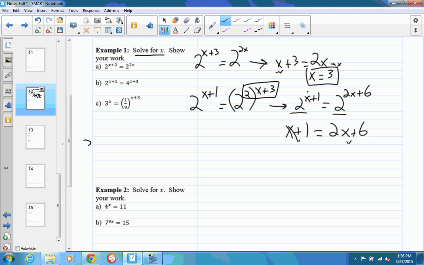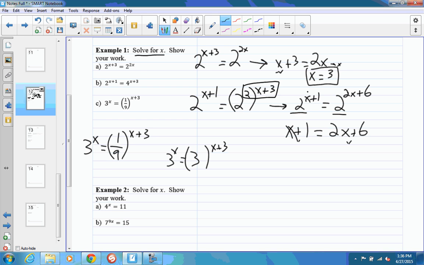Good. So this next one, 3 to the x equals 1/9 to x plus 3. So I can't just do things to both sides. I just want to pick one of these bases and make it look like the other. Let's work with 1/9. So I want it to be a 3. So I want a 3 to the x equals a 3. I'm going to raise it to an exponent, and I'll still have this x plus 3.